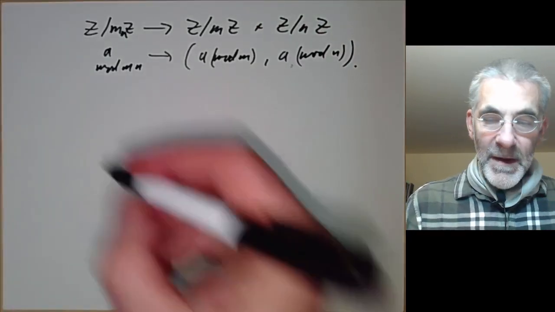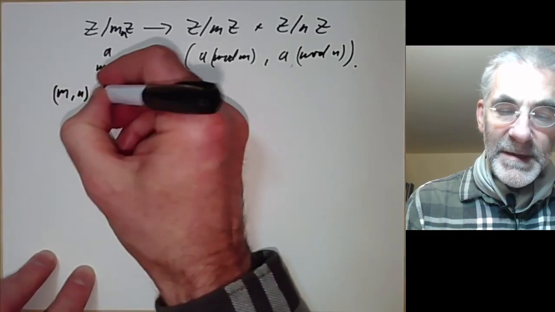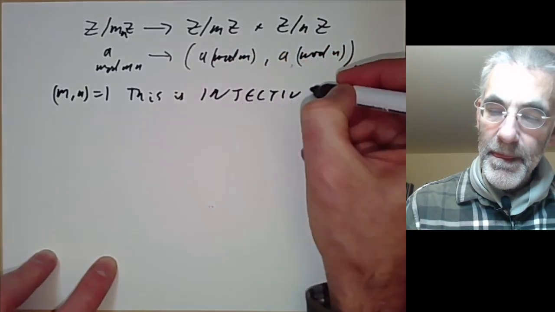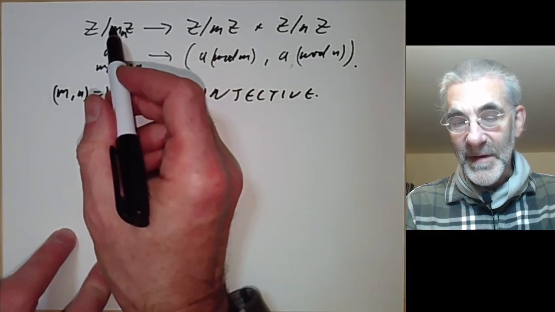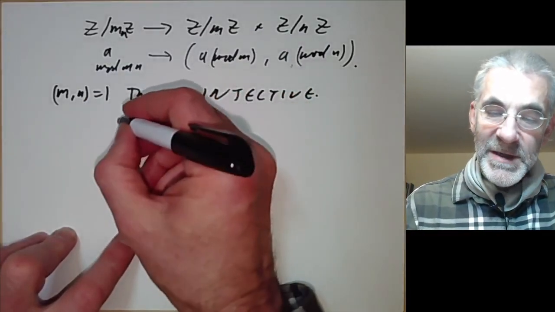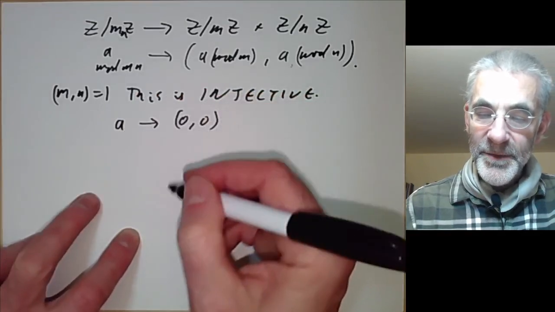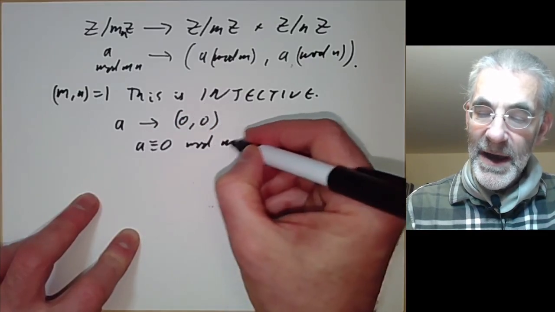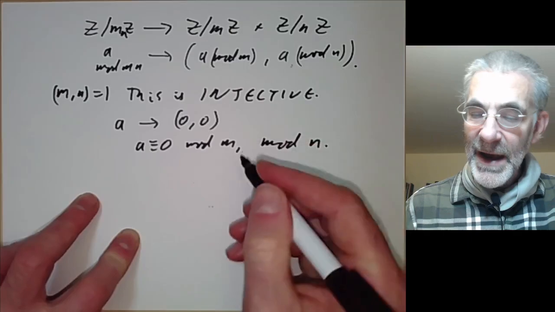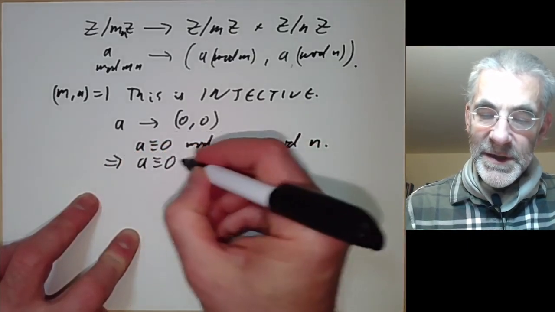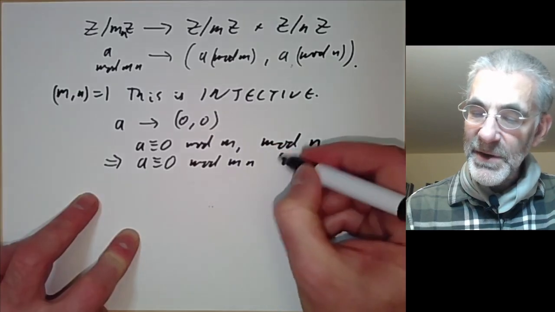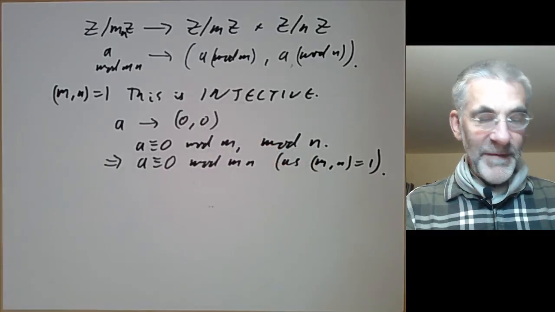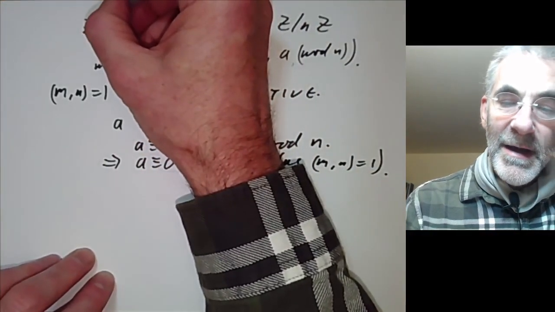And we notice that if m and n are coprime, this map is injective, meaning there's at most one element of here mapping to any element there. For example, suppose a maps to the element (0, 0). Then this means that a is congruent to 0 modulo m, and it's also congruent to 0 modulo n. So a is congruent to 0 modulo mn, and here we use the fact that m and n are coprime. So it's injective.